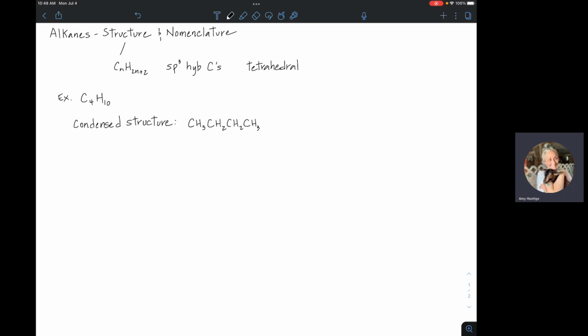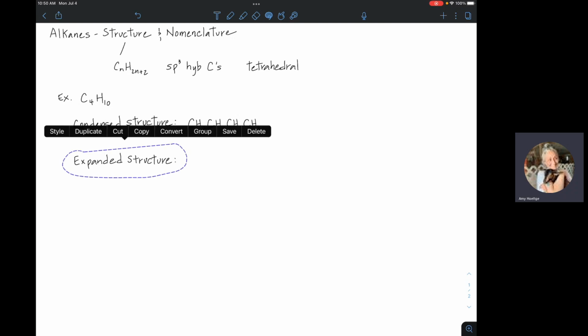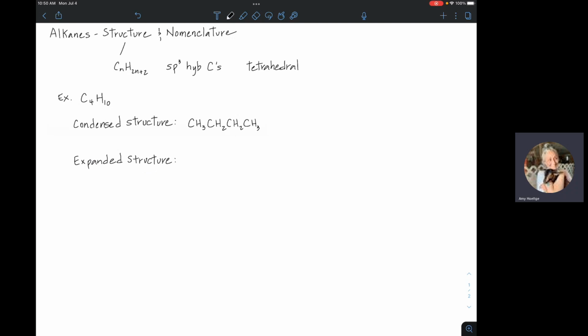If we were to draw the expanded structure, you can actually see where these hydrogens are going to fall on the chain. So the expanded structure, the larger these get, the less exciting it is to draw the expanded structure. But for a small molecule like this, it's no problem. The easiest place to start with this, and let me just move this down so that we can get some space, is to start out by drawing your longest continuous carbon chain.